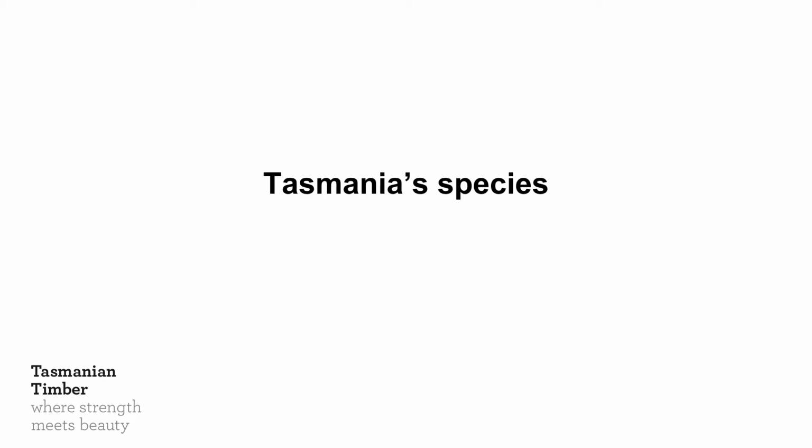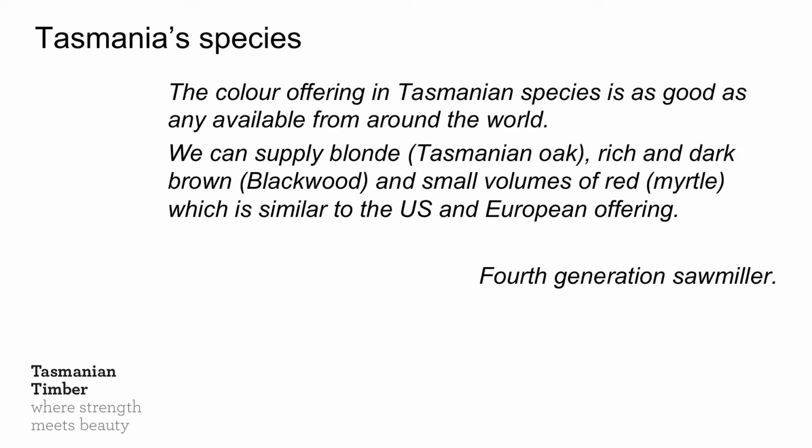Okay, so if we look at Tasmanian species, here's a quote from a 4th generation sawmiller who didn't know he was making it at the time, which was basically that the colour offerings in Tasmanian species are as good as anywhere available in the world. You've got blondes, you've got rich and dark browns through Blackwood, you've got some small volumes of myrtle, and they're similar to what you can get in other places. So that gives you a perspective. We want to look now at some of the species themselves.